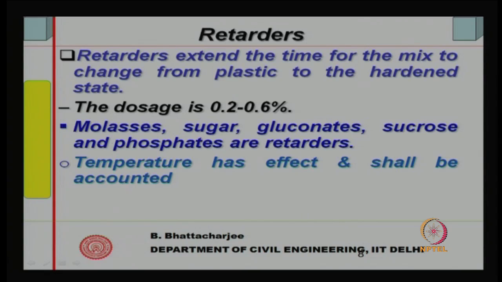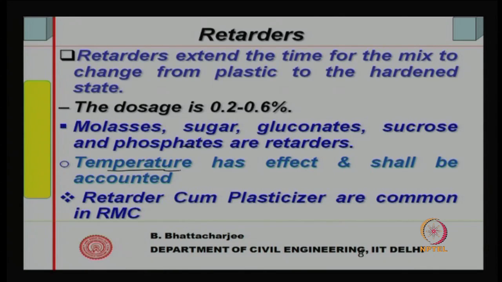So, it is called killing of concrete. Concrete mix can be killed actually, so it will never set. So, they are retarders. Temperatures do have some effect on the retarding action, and this should be seen. This should also be considered. So, temperature has some effect and shall be accounted for.